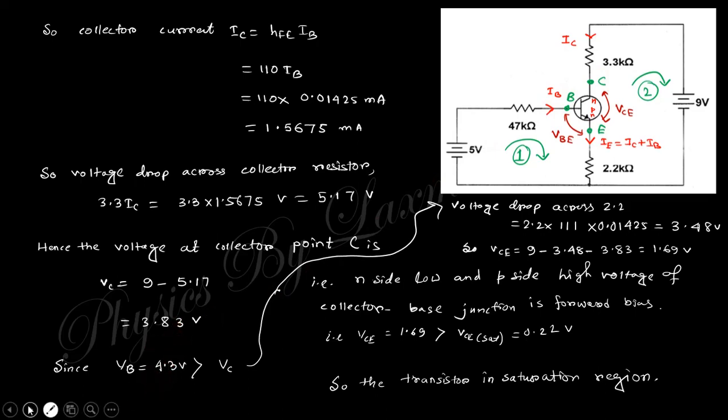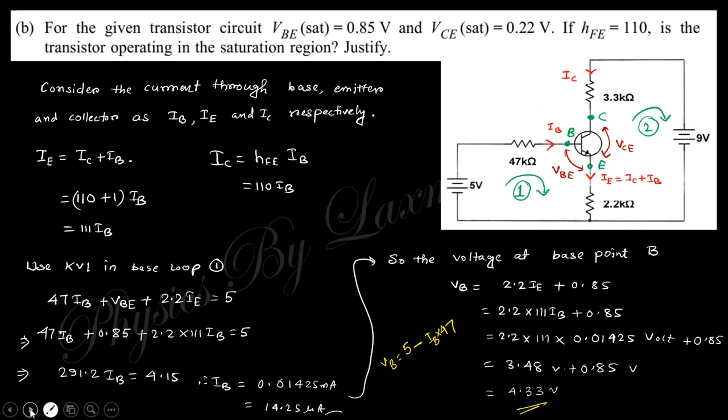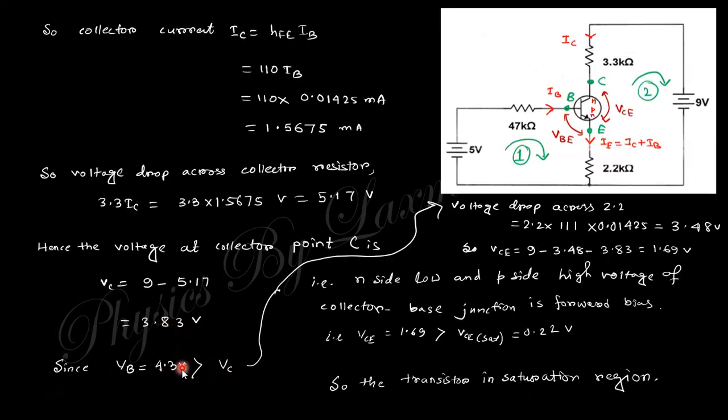Since VB is 4.3 volt, you can see here 4.3 volt, and this VC is 3.8. So this is lower. So N is lower and P is higher. That means this is in forward bias, so this is in the saturation region. I think the method by which we can get this is clear. If this is not happening, this will be the active region.